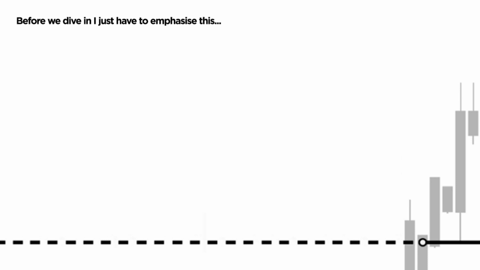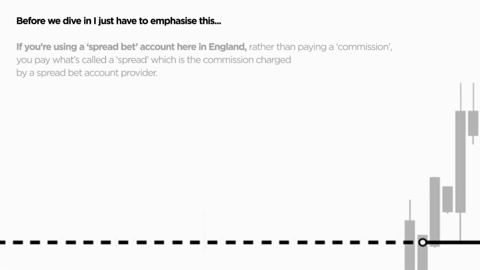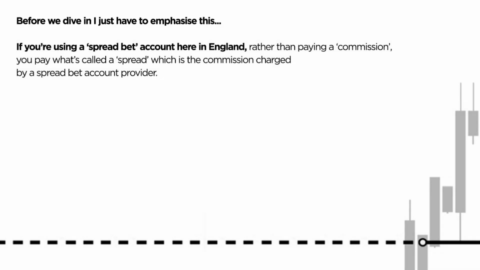Anyway, let's dive in. So it's only going to be a fairly short video today because spread, it's not an hour-long video kind of worthy topic. But if you're using a spread bet account here in England, rather than paying a commission, i.e. let's say £1 per trade that you place or whatever fee, you pay what's called a spread, which is the commission charged by a spread bet account provider. And the spread is the difference between the bid and the offer.